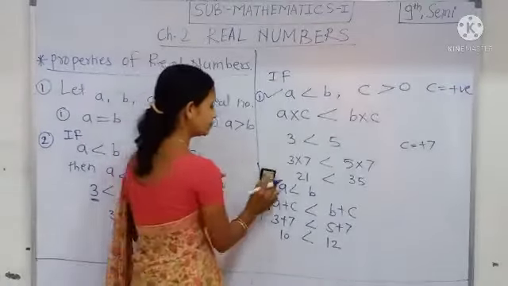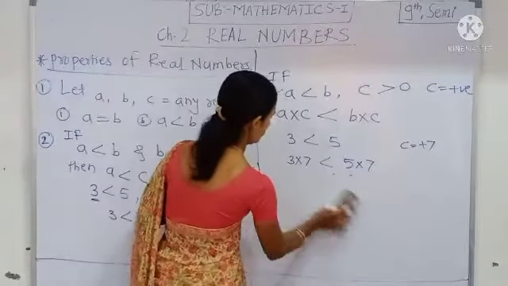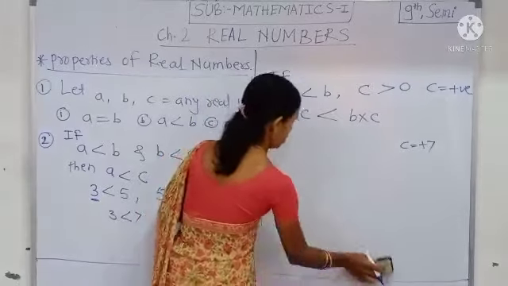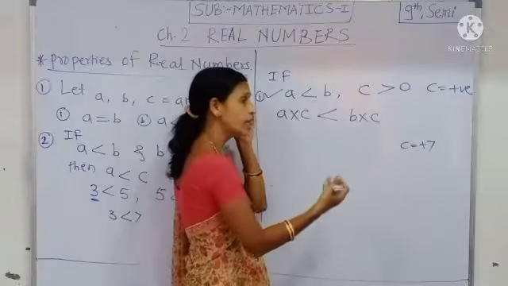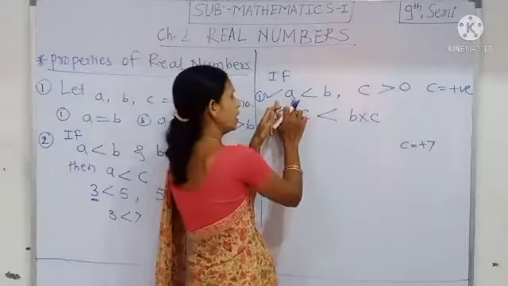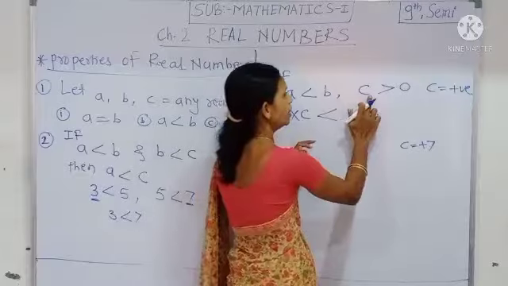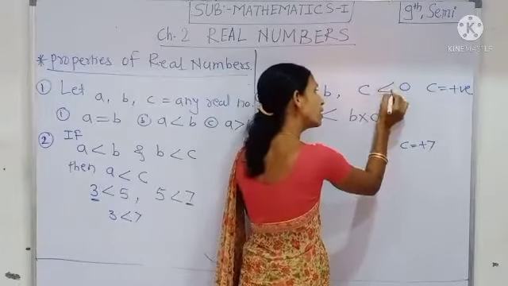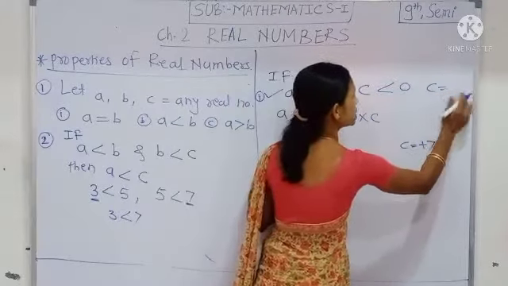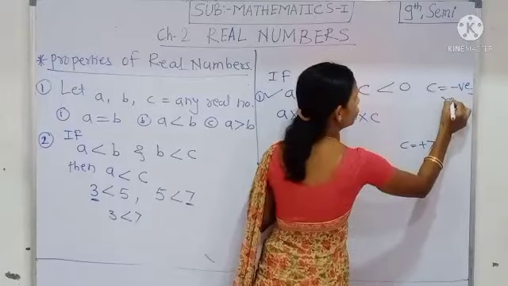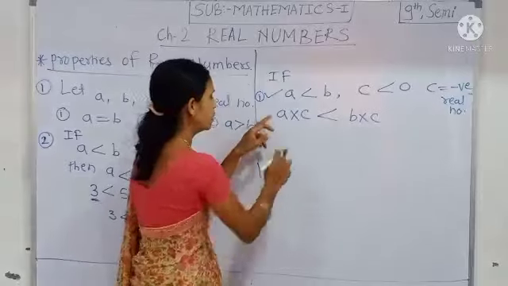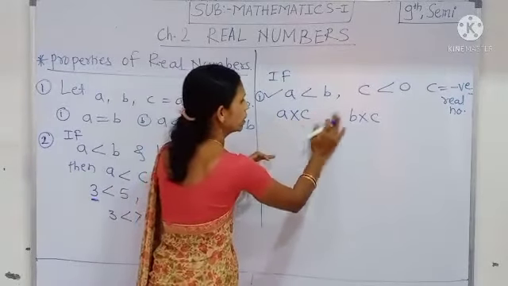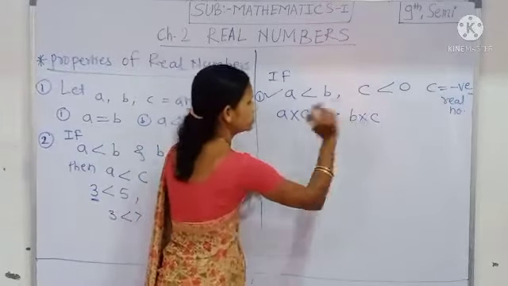Then see here, I am taking the same property to prove another property. See here, if A is less than B, and if C is less than 0, that means C is a negative real number, then A into C is greater than B into C.